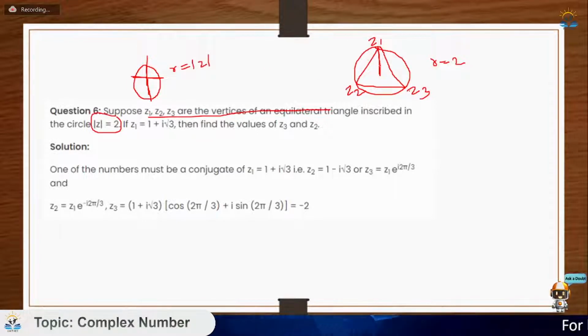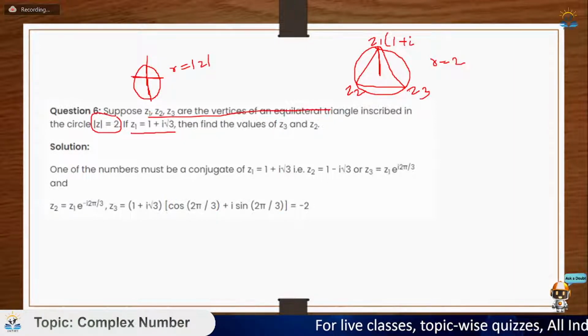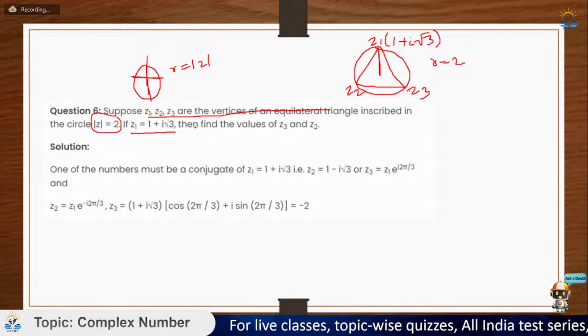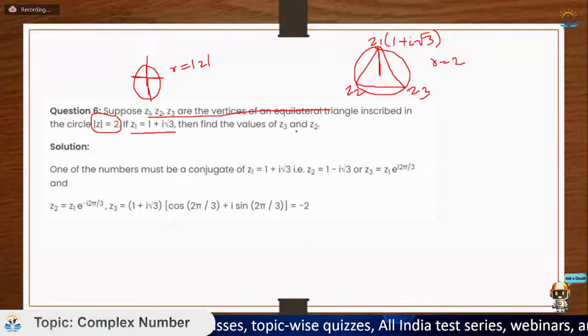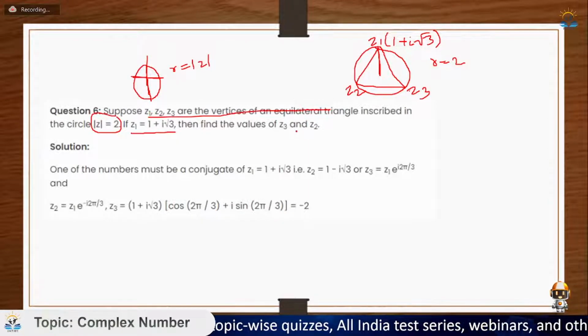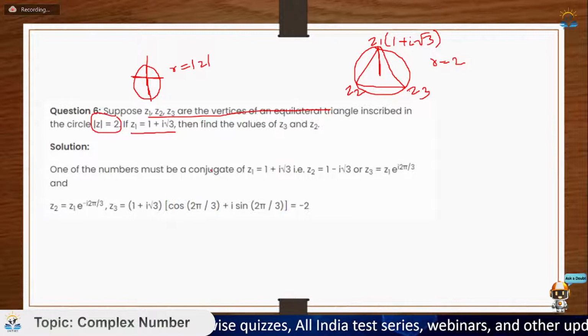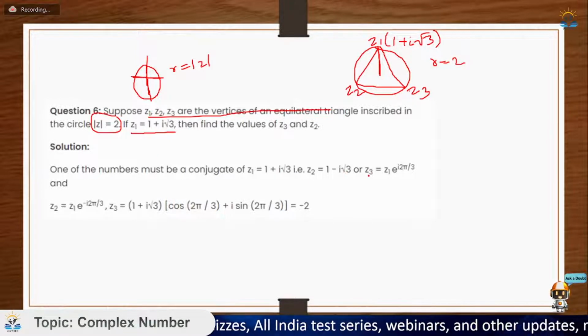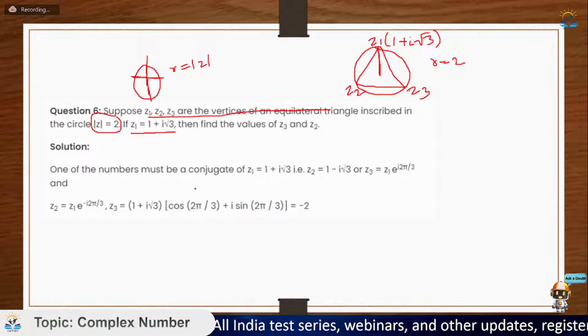So this equilateral triangle is inscribed inside the circle of mod z equal to 2, and z1 is given to you as this. मतलब मेरे को एक coordinate दिया हुआ है. This is 1 plus iota root 3. This is my z1, and then I have to calculate the values of z2 and z3. So I know that if I calculate the value of one of z2 or z3, then the second value can be easily calculated.